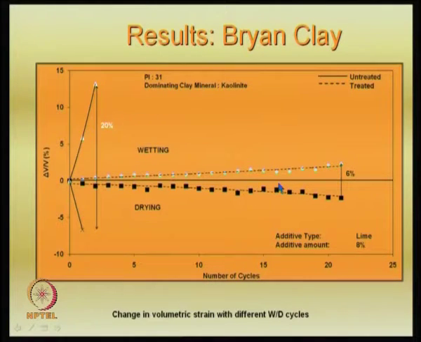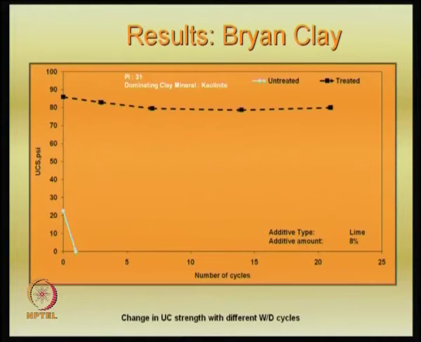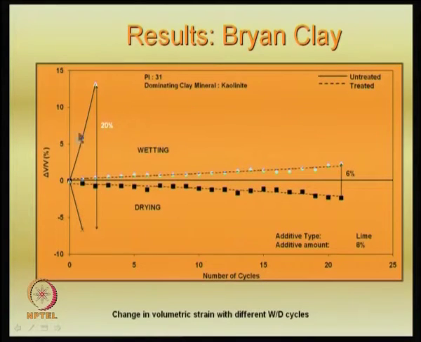Actually, the behavior of soil is influenced by cyclical, alternate wetting and drying cycles. This is another thing that you see here, the volume change response. For example, with the addition of lime of 8%, where the dominant clay mineral is kaolinite and the plasticity index is 31, during wetting and drying the volume change has come down over a number of cycles. This is another important point; 21 cycles they have tested.